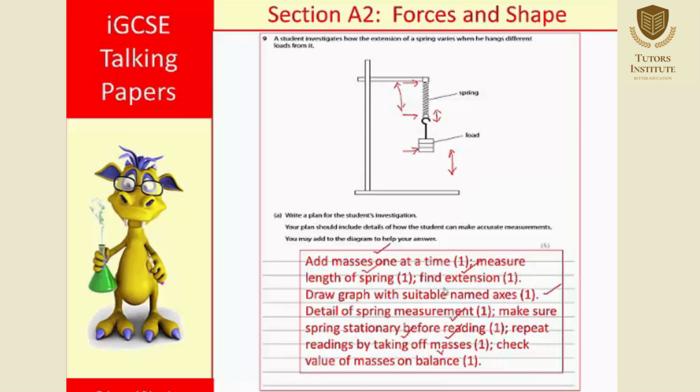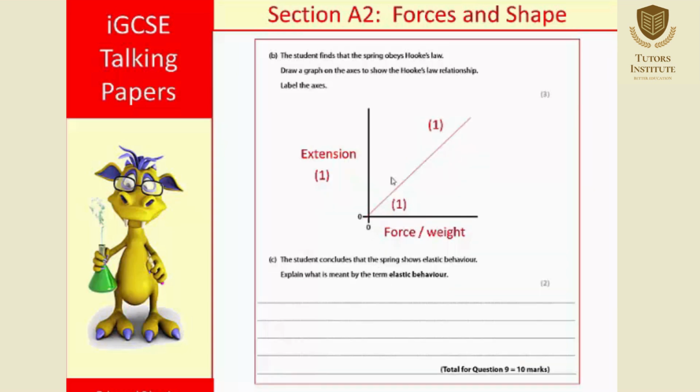So let's look at how we plot the results. Now, if you know your Hooke's law, you know it is a straight line relationship. So you get 1 mark for drawing a straight line as shown here. You get a mark for labelling the axes, extension on the y-axis and force or weight on the x-axis, because force or weight is your independent variable and extension, what you're measuring, is your dependent variable. And the third mark is for having your line go through the origin there. So 1, 2, 3 marks. There we go, got it.